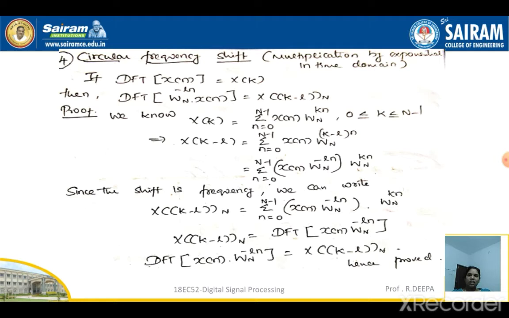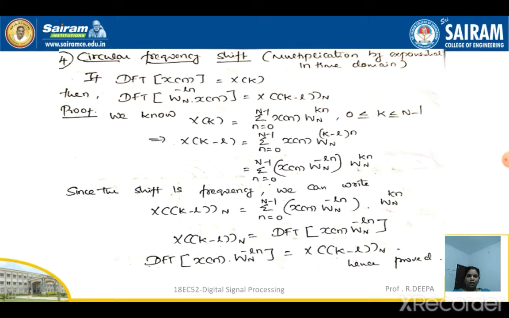If that is the case, what is the DFT of this multiplied sequence? That is what the circular frequency shift property says. It should be equal to X of k minus l with circular shift capital N. So let us prove this property. As we know, the definition of DFT, X of k is equal to summation n equal to 0 to N minus 1 x of n W_N power of kn. So here I am replacing this k by k minus l. In the entire equation, wherever capital K is there, I just replaced it with k minus l.